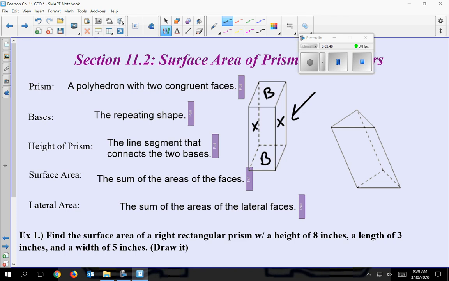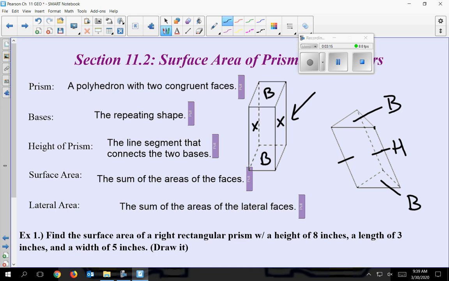What kind of matters is this next one over here. The triangle is the repeating base, okay? So when you see a triangular figure, whatever it might be, you have to make sure that you use the triangle as the base. The height is the line segment that connects the two. So all three of these lines right here should be the same. They become the height, okay?